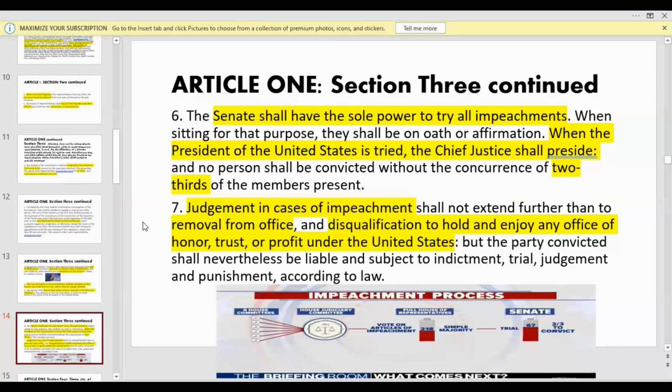Impeachment is limited. It shall extend no further than to be removed from office and disqualified to hold and enjoy any office of honor, trust, or profit under the United States. Could he then become a governor of a state? He could. Could he become a judge within a state? He could, but he could never hold a federal office again.